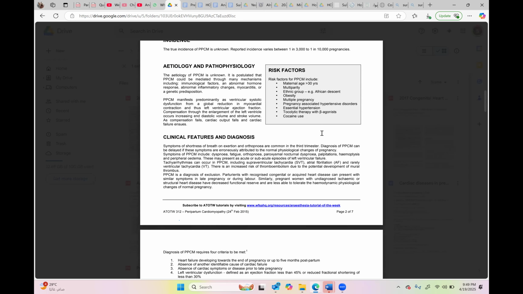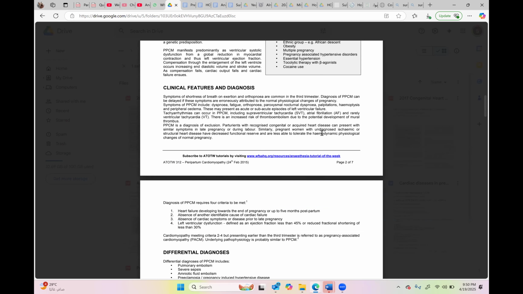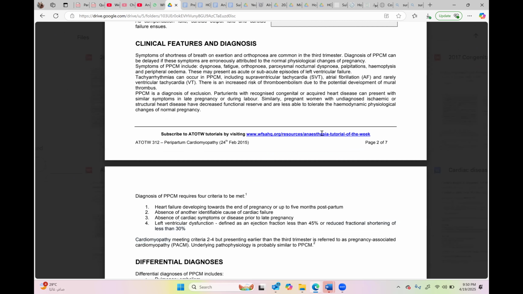Okay. So remember one thing, the same failure things can occur. Same atrial fibrillation can occur. The same orthopnea, PND can occur. So there is no difference. So you see, I was correct. Heart failure towards end of pregnancy or up to 5 months after postpartum. So last trimester. Sir, the third trimester will start after how many weeks?